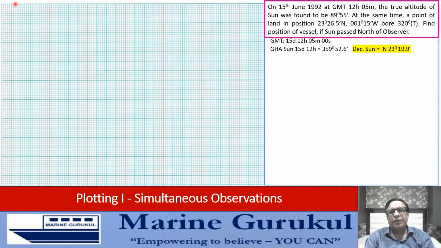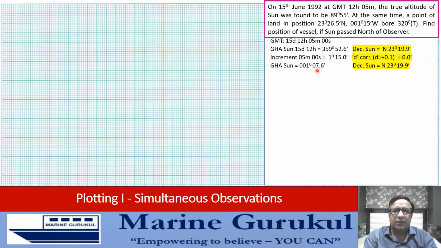To be able to get the GP, we first get the GHA of the sun and its declination. So we have this as the GMT. From the almanac, we start getting the GHA and declination. Then we have the increment for GHA and the correction for the declination. We get GHA of sun and we get declination of the sun.